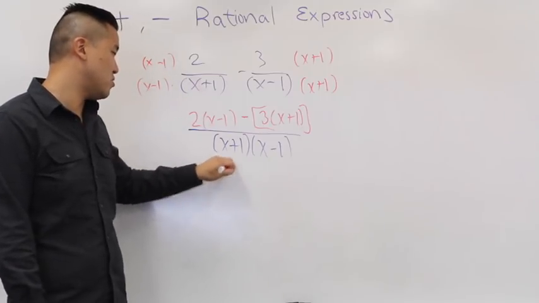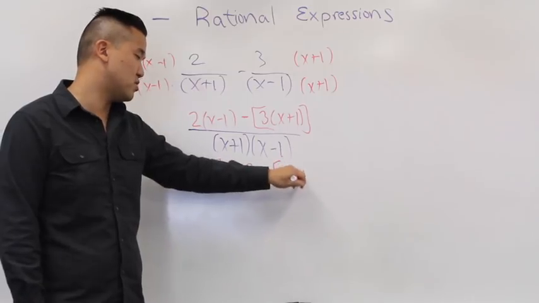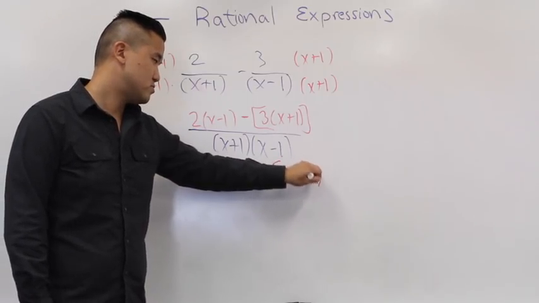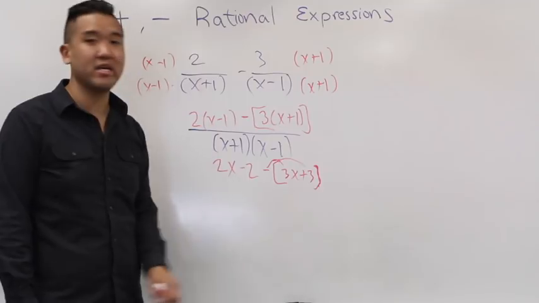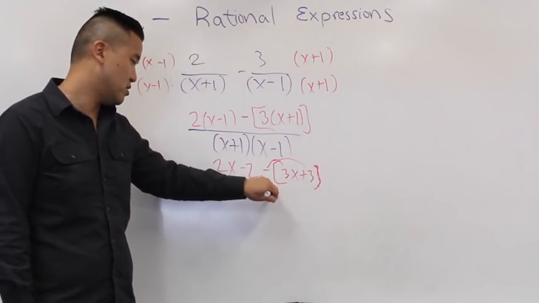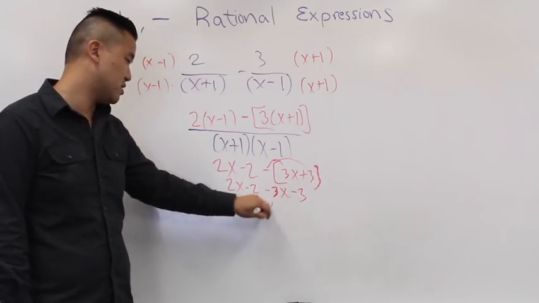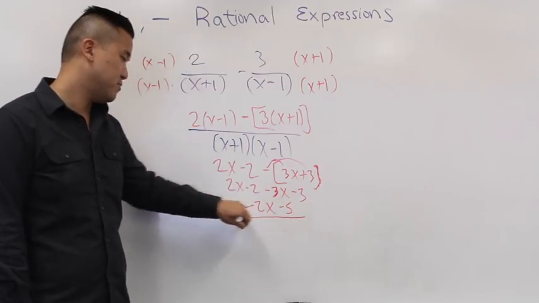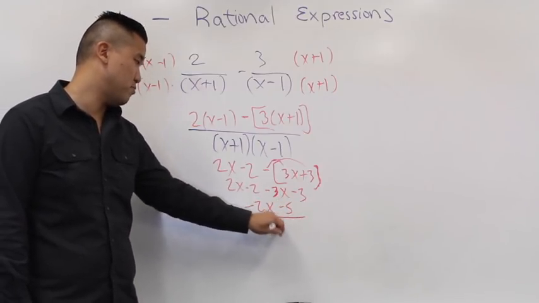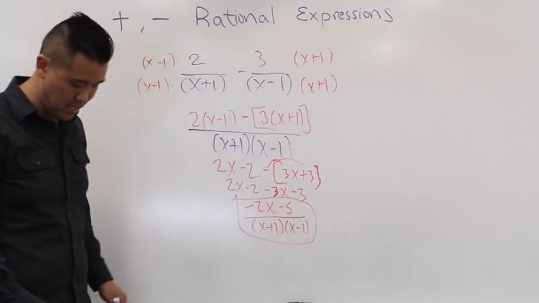So then here you get 2x minus 2 minus bracket 3x plus 3. Then you can distribute this negative. So then you have 2x minus 2 minus 3x minus 3. Combine like terms, you get negative x minus 5 all over. Don't forget what we had in purple, x plus 1 times x minus 1. And that is my answer.